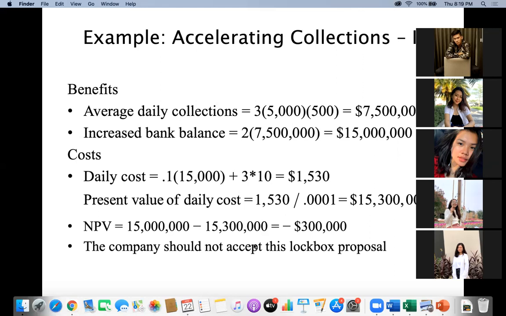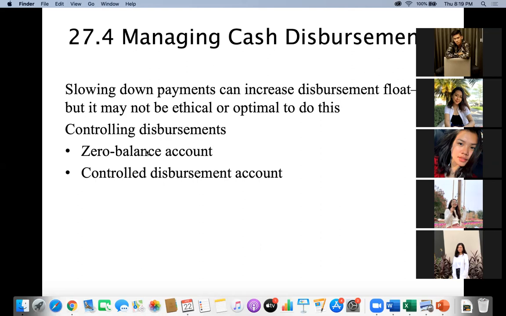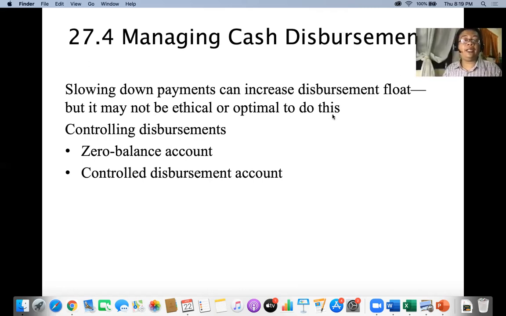Yan. So, meaning negative siya, you will not accept the proposal, di ba? Yan. So far, any question pa? Wala, no? Alright. Next naman is all about managing your cash disbursement. So, very important also that in terms of the cash disbursement, mas maganda ay hindi mo muna babayaran, no? Slowing down the payment can increase the disbursement flow. Pero it does not mean na hindi mo babayaran, ha? I-delay mo lang. But it may not be ethical or optimal to do this, especially in terms of controlling disbursement. Ang sabi is to delay, hindi naman sinasabi na hindi babayaran.